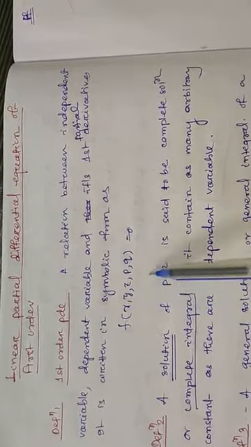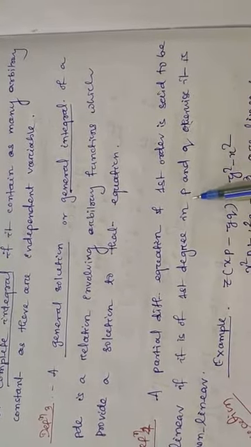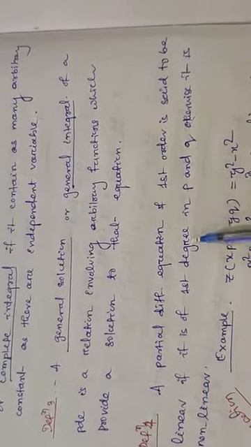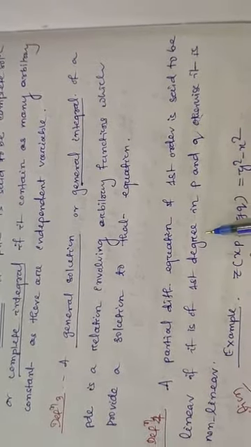What is a linear PDE? What do we mean by a linear PDE? A partial differential equation of first order is said to be linear if it is of first degree in p and q. There are no product terms of p and q. Then we say that it is linear. So, if a partial differential equation is of first order and also linear, then we say that it is a linear first order PDE, or partial differential equation.